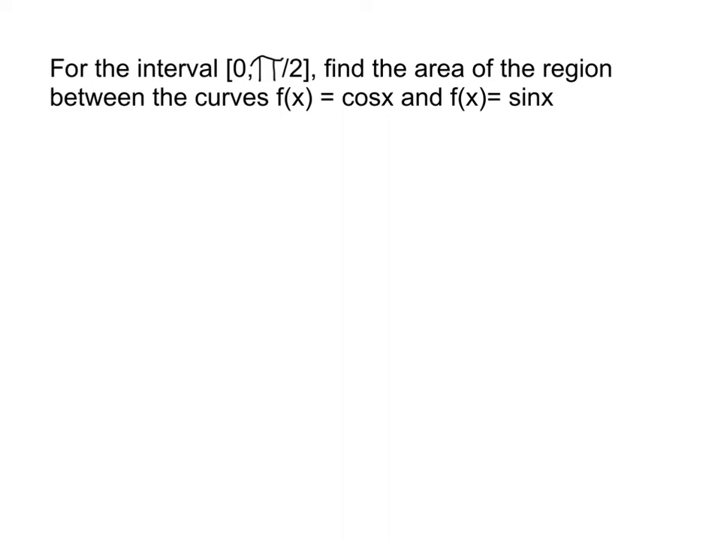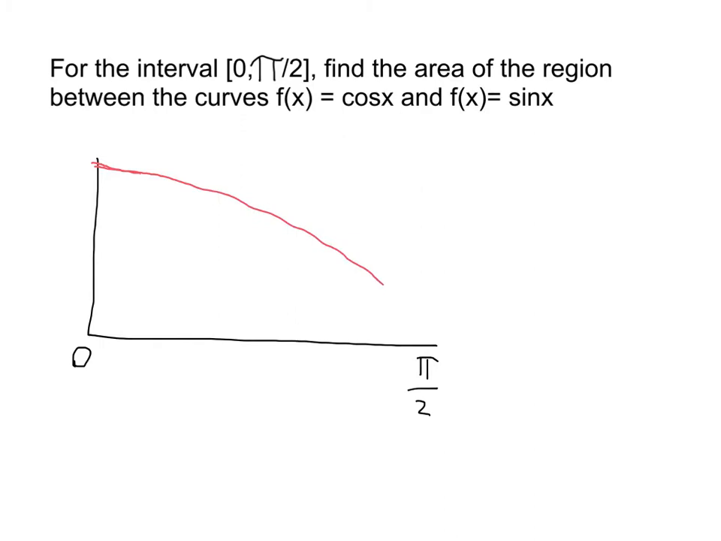The next one, from 0 to pi halves, find the area of the region between the curves cosine and sine. Okay, so we are looking from 0 to pi halves. Cosine starts at 1 and descends as we go toward pi halves, where it hits the x-axis. Sine starts at 0 and ascends to where it hits 1 at pi halves. That is a horrible drawing. This should be symmetric. These two areas should be exactly the same.